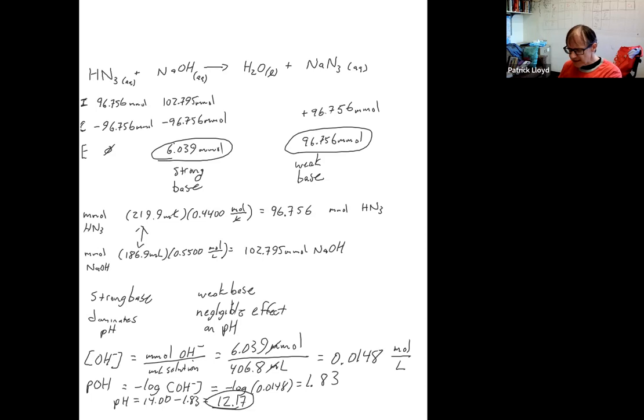Now, in fact, the weak base might add a little bit of hydroxide to it. So it might lower it to 12.15 or 12.13. But typically we can ignore that contribution. And we would have a pH of around 12.2, 12.17.